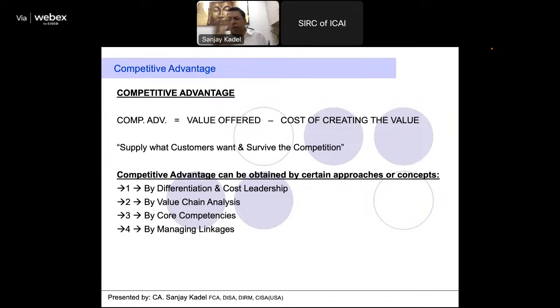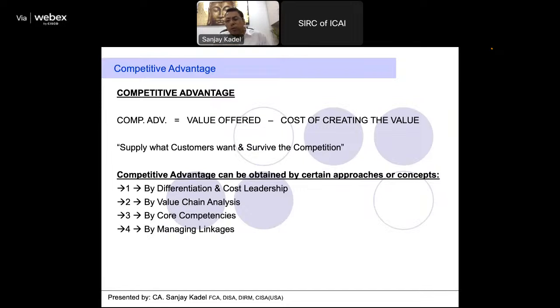Suppose you are adding many features in your product and you are delivering to the customers at a very unbeatable price. What is the cost of creating such features? What is the cost involved in the research and development of such features? If it is lesser than the value which you are offering and the benefits which you are getting, then yes, you have a competitive advantage. Otherwise, no.